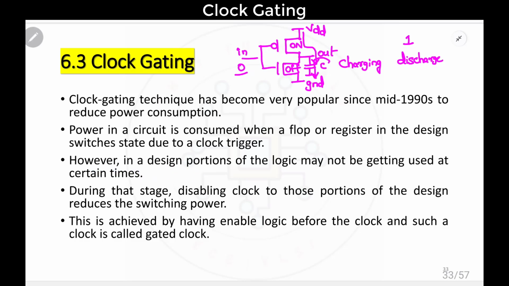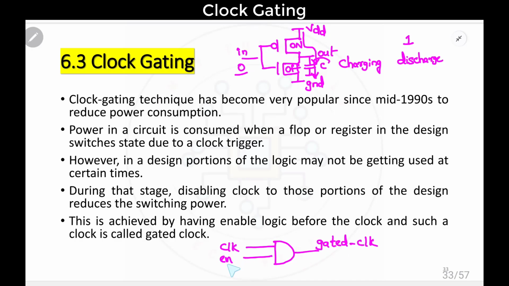However, in a design, portions of the logic may not be getting used at certain times. So by using this clock gating concept, if some part of the design does not require the clock, we switch it off. Disabling the clock to those portions of the design reduces the switching power. This is achieved by having enabling logic before the clock, and such a clock is called a gated clock. Generally it will be done using an AND gate which takes the clock and the enable, so that we get the output as a gated clock.